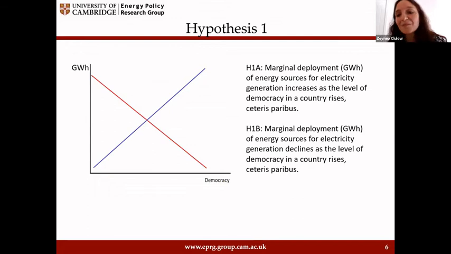We came up with two competing expectations about this democracy effect on energy source deployment. So the blue line is obviously the positive relationship. So marginal deployment of energy sources increases as the level of democracy increases. And then we also left way for the opposite relationship. So we'd expect democracy to inhibit deployment of energy sources.